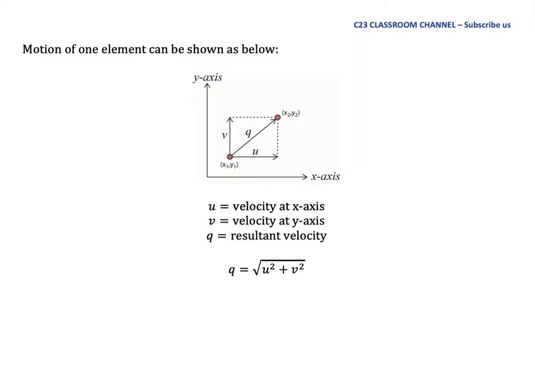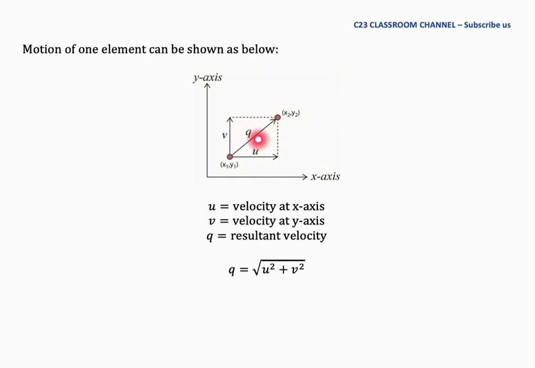So let's say we have a motion of a molecule here. For example, we have one element, the coordinate is x1, y1, and then it moved to the new location, which has the coordinate x2, y2. So we could say that it moved with a certain velocity, and we could write the velocity from point x1, y1 to the point x2, y2 as the velocity q.